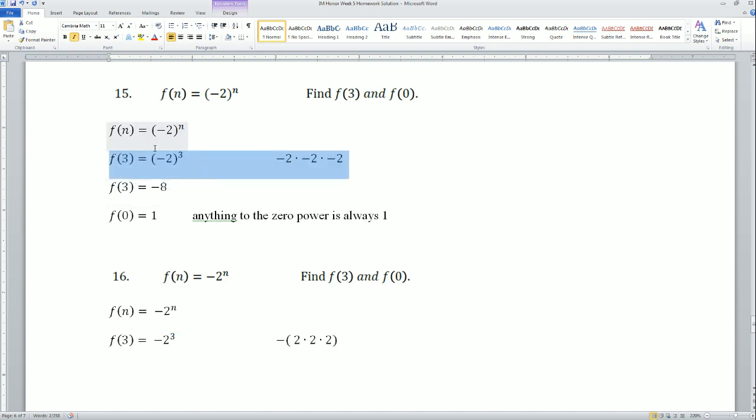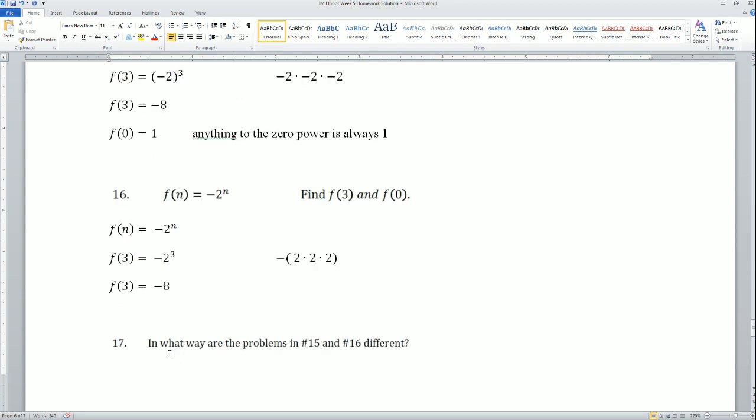Do you see how the parentheses was with the negative, but here the negative is not with the 2? So what does that mean? 2 times 2 is 4, right? 4 times 2 here is 8. So this becomes negative 8. Good.